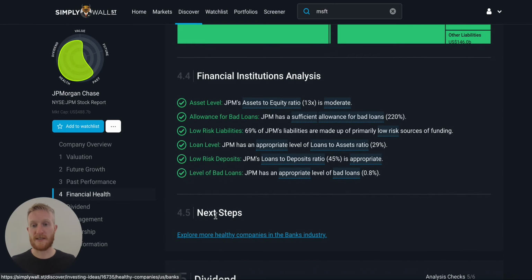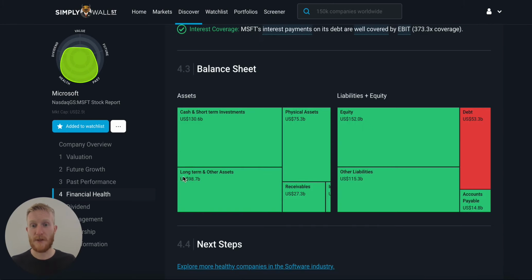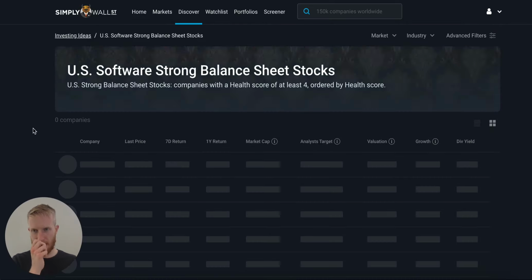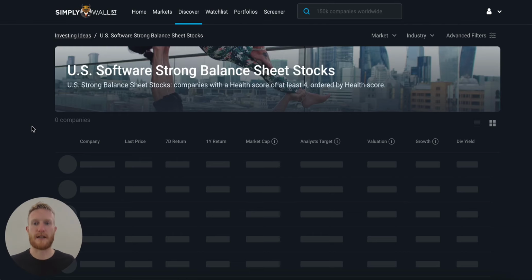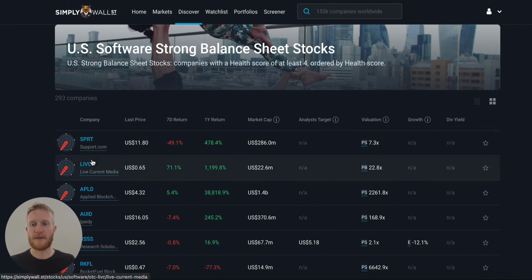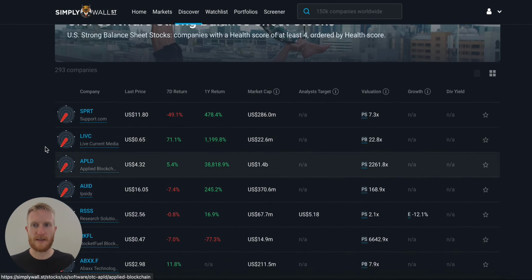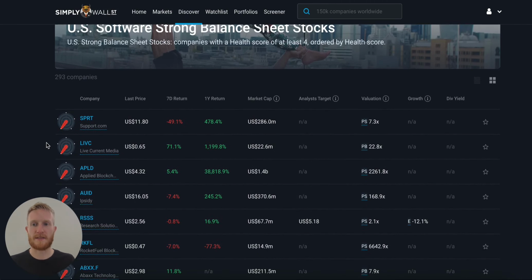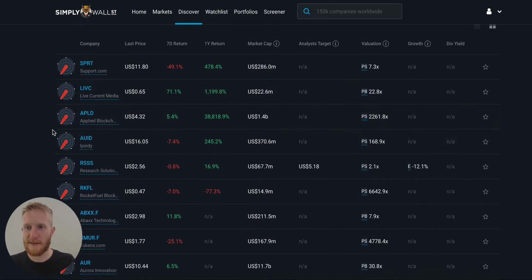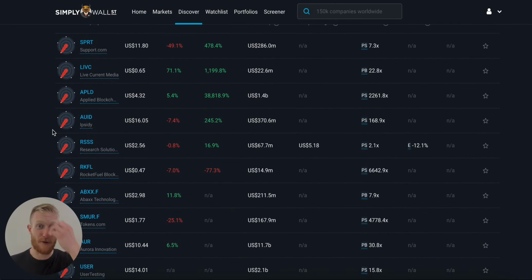You can go to the next steps here and explore more healthy companies in the banking industry, or for this other business we were looking at, Microsoft, you can explore more healthy companies in the software industry. Healthy companies means a strong balance sheet, so companies with a score of at least 4, and they're ordered by their health. This will show you all the software stocks in the US that have strong balance sheets. You can see these ones don't do too well on the other metrics, but they have really solid balance sheets, so probably no debt at all, if anything.